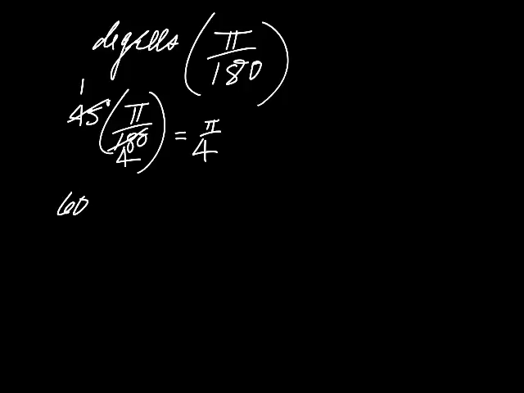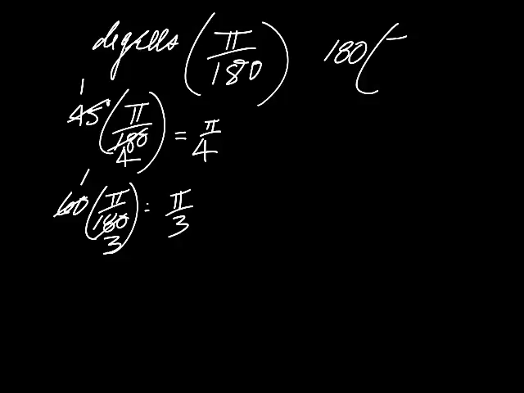60 degrees times pi over 180, and a lot of these you'll start memorizing, that's going to be 1 over 3, so that equals pi over 3. If I have a 180 degree angle, I multiply it by pi over 180, those cancel, and I'm left with pi. So I can just multiply an angle by pi over 180, cancel things where I can or reduce, and I've just converted it from degrees to radians.